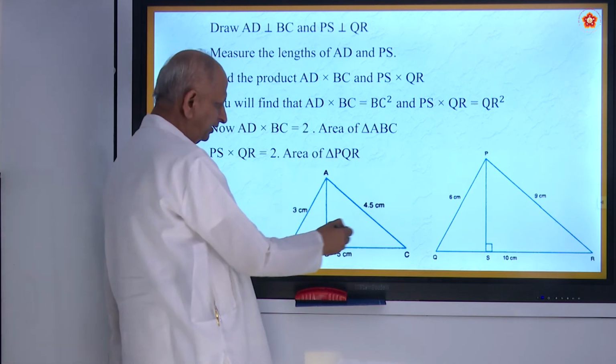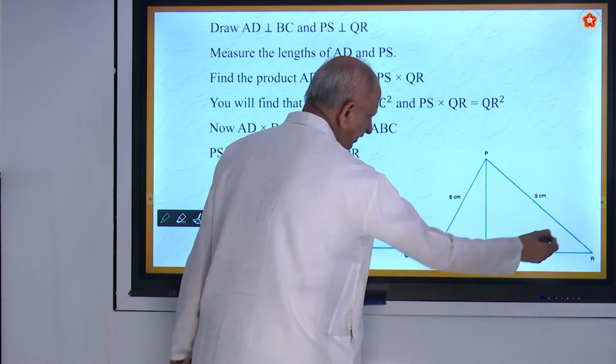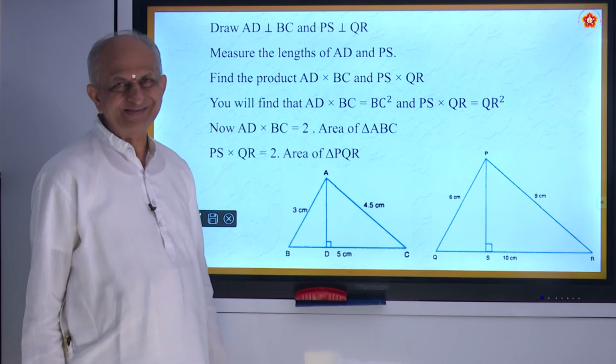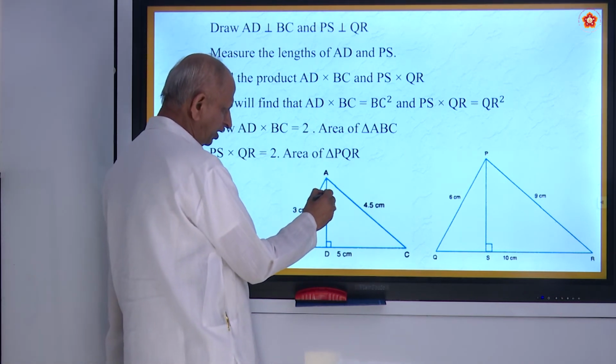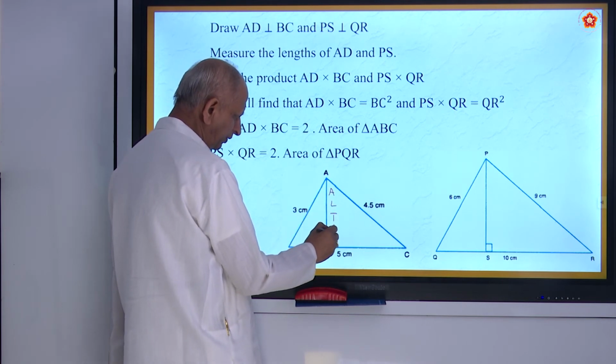AD is perpendicular to BC is drawn. Similarly, PS is drawn perpendicular to QR. Why do you want perpendicular? What is the other name for that? It's also called altitude. Why do you want it?